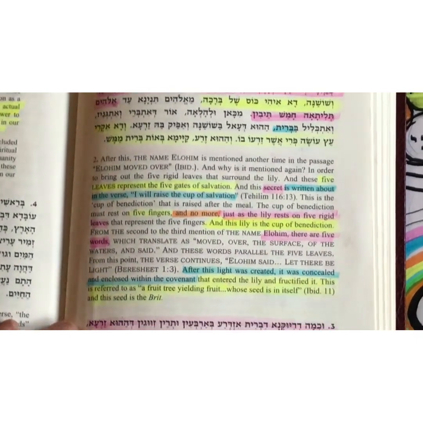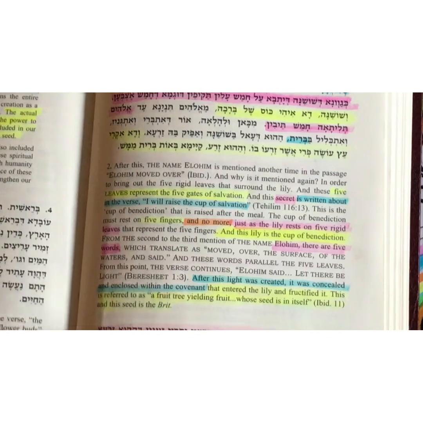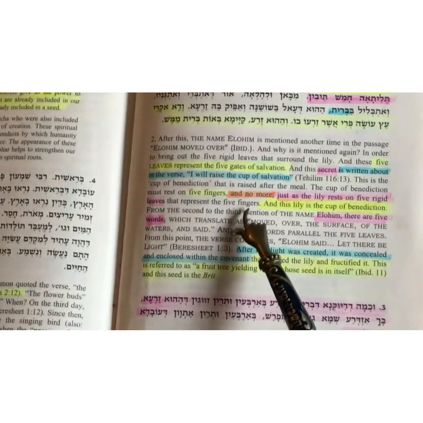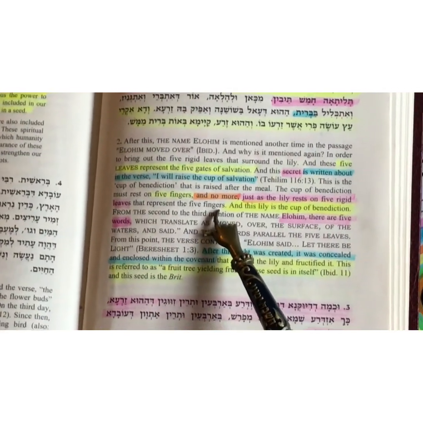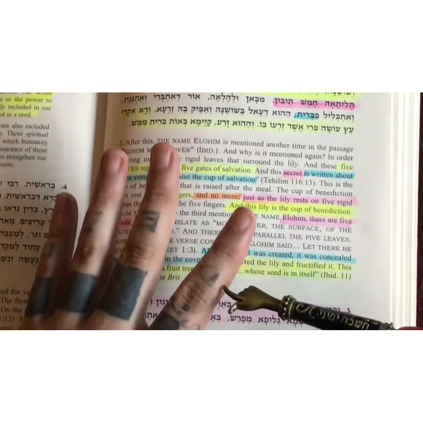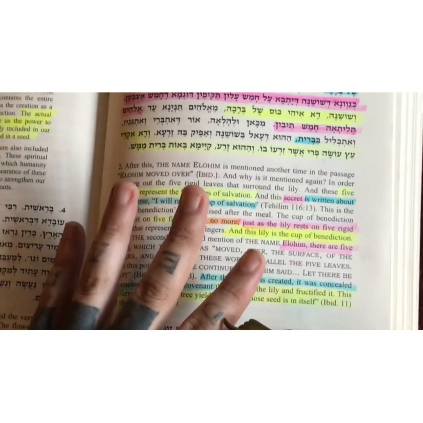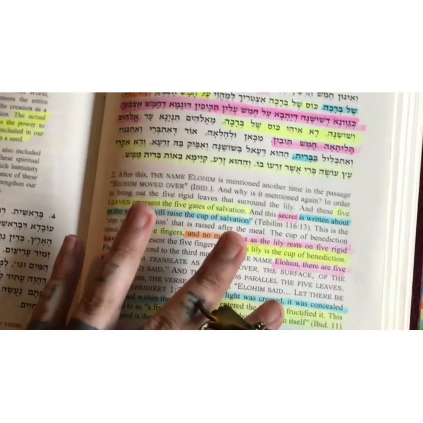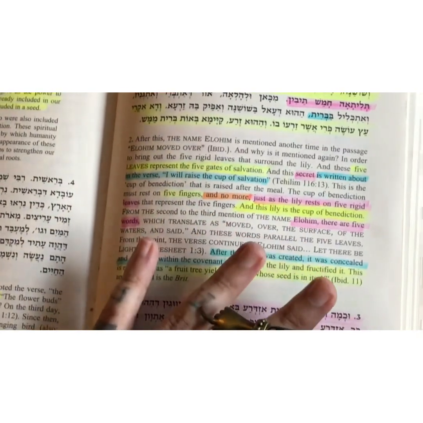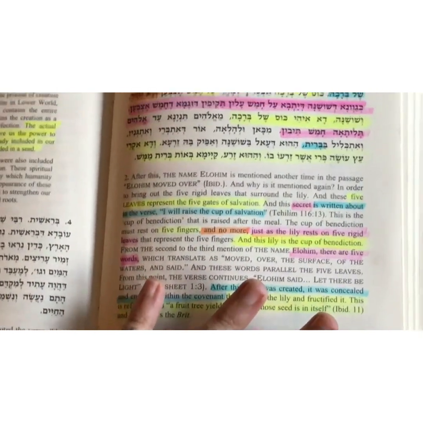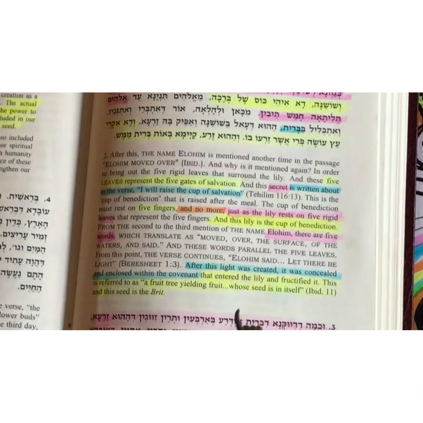And the 5 fingers that it rests on represent the 5 partsufim, and they represent the 5 Sephirot: Chesed, which is the thumb, Gevurah, which is the pointer finger, Tifereth, which is the middle finger, Netzach, which is the ring finger, and Hod, which is the pinky finger.